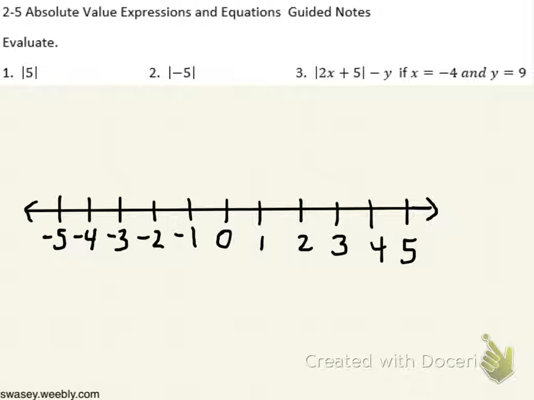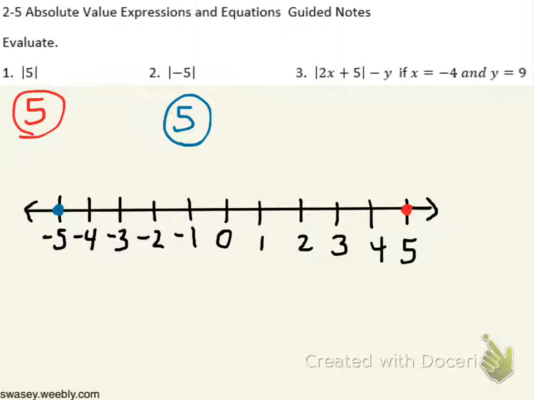We're going to be looking at absolute value expressions and equations. When we think of absolute value, you want to think of distance from 0 on the number line. So 5 is 5 units away from 0 on the number line. So the absolute value of 5 is 5. Now when we think about negative 5, absolute value of negative 5 is also 5. It's 5 units away from 0 on the number line. And we think of distance as always being positive.